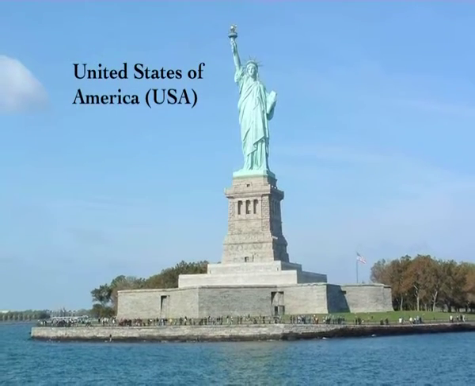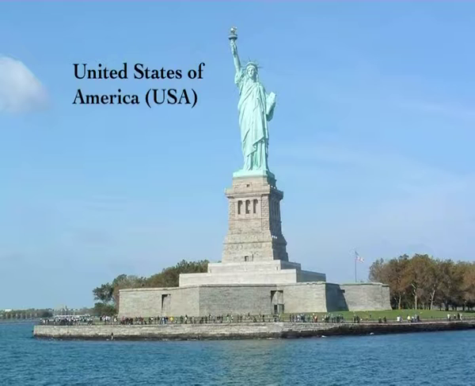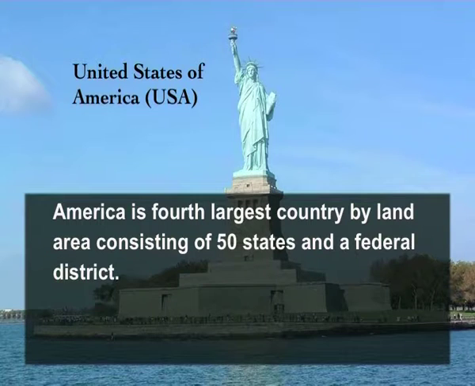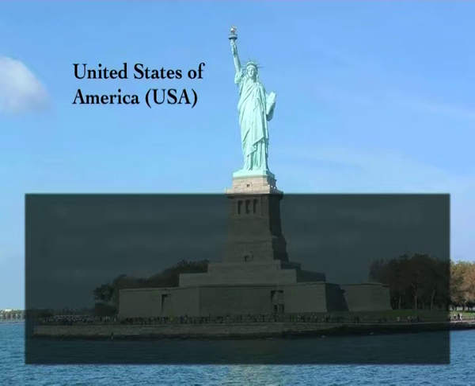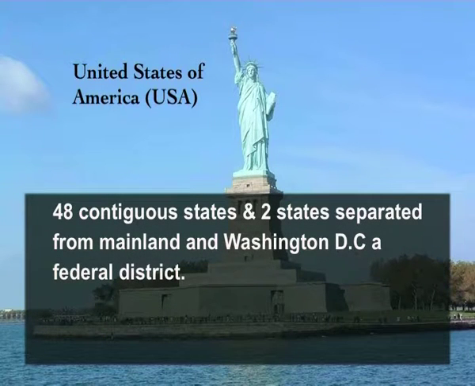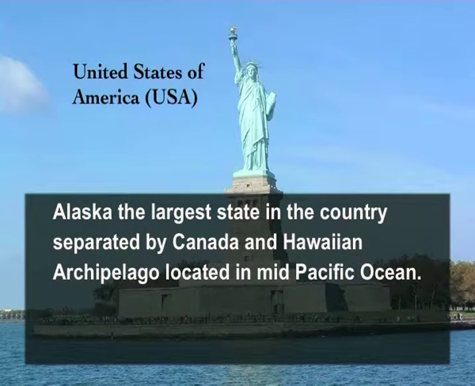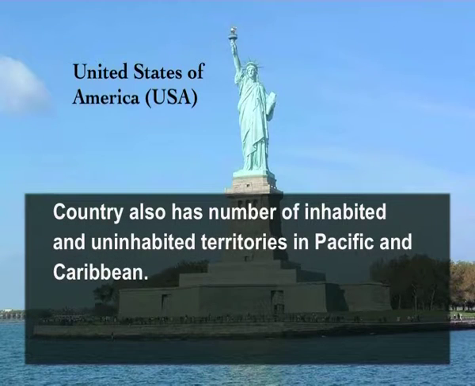United States of America, commonly referred to as USA or United States, that is US or America, is the 4th largest country by land area, consisting of 50 states and a federal district. 48 contiguous states and 2 states separated from the mainland, and Washington DC, a federal district. Alaska, the largest state in the country, is separated by Canada, and the Hawaiian archipelago is located in the mid-Pacific Ocean. The country also has a number of inhabited and uninhabited territories in the Pacific and Caribbean.